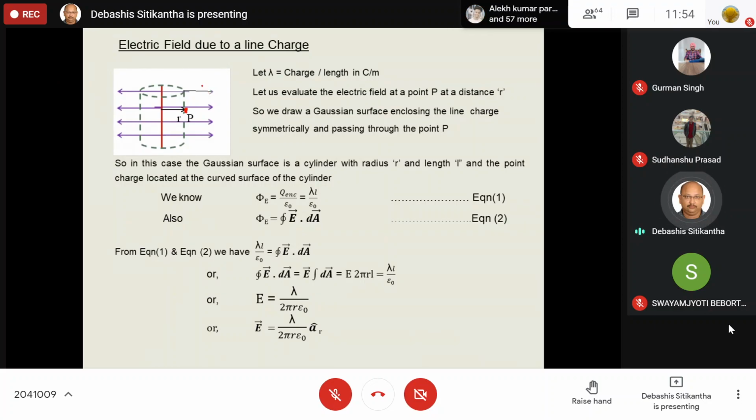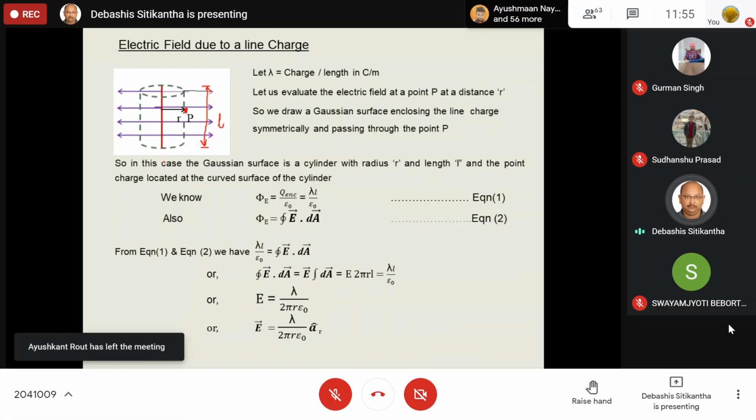Now, the line segment is having a length, let us say L. So the line segment is having a length L. So this cylinder or Gaussian surface must have a radius of r and a length of L, and it must have the line passing through its radial axis or the center. So this is the Gaussian surface.